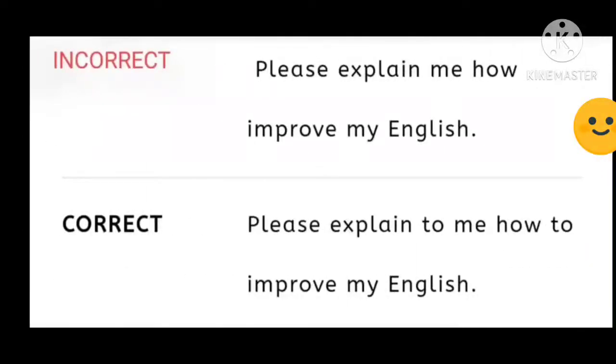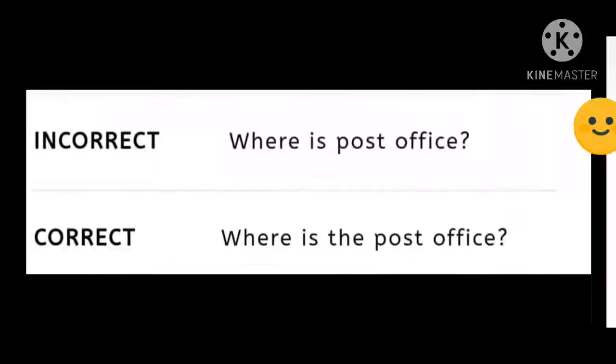Next, "Please explain me how improve my English." And the correction is "Please explain to me how to improve my English." Here, two prepositional errors are there. Both are to. "Please explain to me" is the correct way. "Please explain me" is not correct. And "how to improve" is the common phrase. How to improve my English. How to improve my vocabulary. How to learn new art or science, how to learn drawing. So "how to" is the common phrase. So, please explain to me how to improve my English.